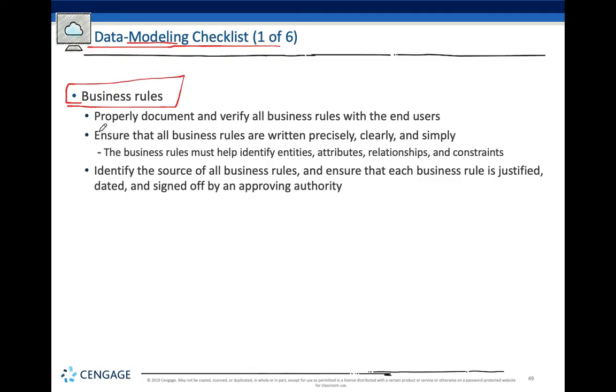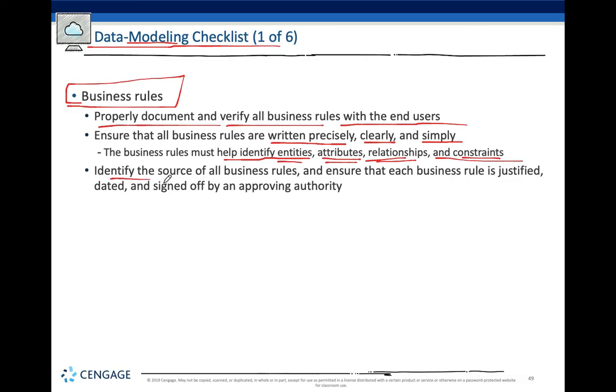Business rules should be properly documented and should be verified with the end users. You should ensure that all business rules are written precisely and clearly. There shouldn't be any ambiguity, and they should be simple enough to understand. These rules should help you identify the entities, the attributes that you need to have, the relationships between the entities, and any constraints. Right? We've seen examples of these in earlier chapters.